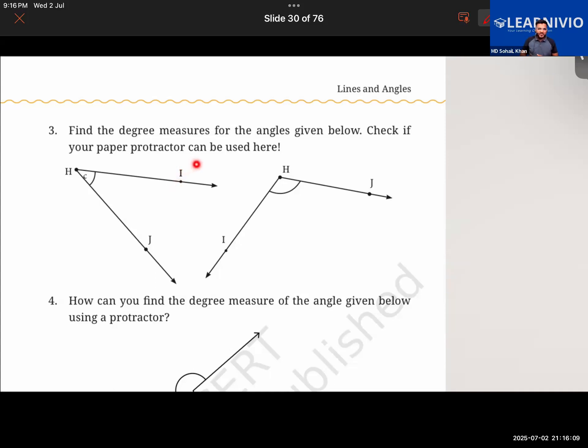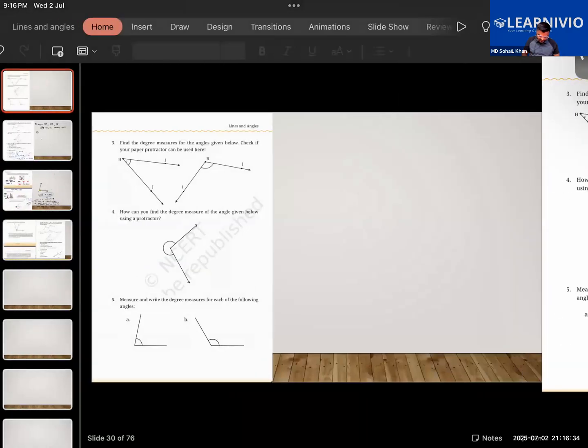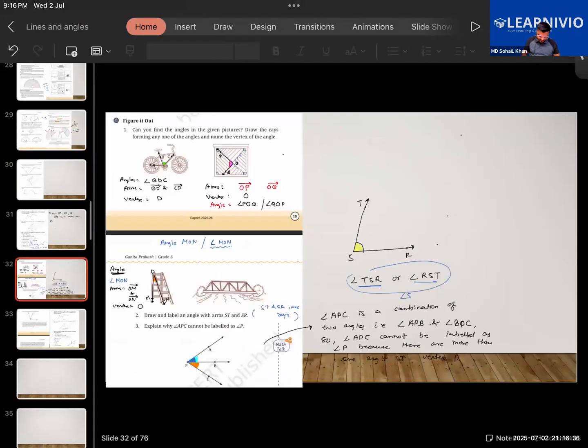So find the degree measure for the angles given here. How much is this angle here? Find it out quickly. I believe it should be around 40, sir, or something. Sir, the first one is 102. No, no, no. It's not going to be that much. No, it's below 90. Yeah, it's below 90. In fact, it should be below 50.